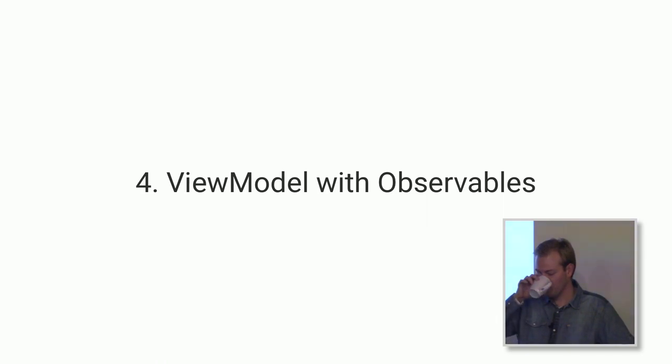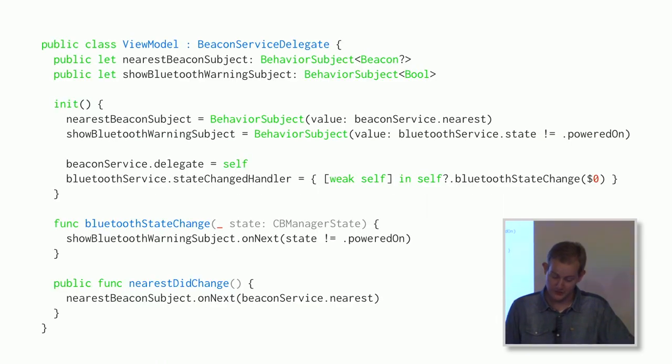So, observables, Rx observables. We tried that as well. So this is using RxSwift. Now the view model has been updated to use two subjects, a nearest beacon subject, which is a BehaviorSubject, which is something from RxSwift, and a show Bluetooth warning subject.